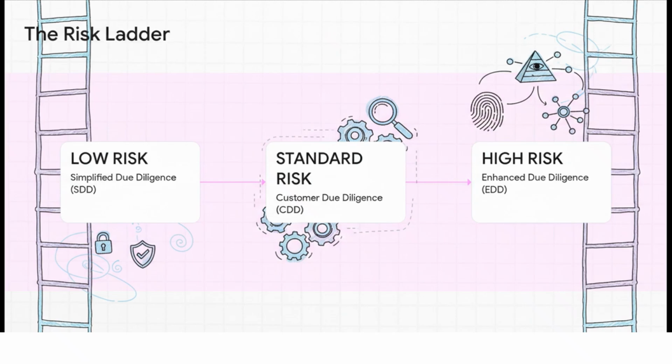And this lays it out perfectly. Down at the bottom rung, for your lowest risk clients, you've got simplified due diligence. The middle rung, which is your default, your standard for most customers, that's customer due diligence. And then, at the very top, for the highest risk clients, you've got to climb all the way up to enhanced due diligence. It's a really intuitive ladder of increasing scrutiny.